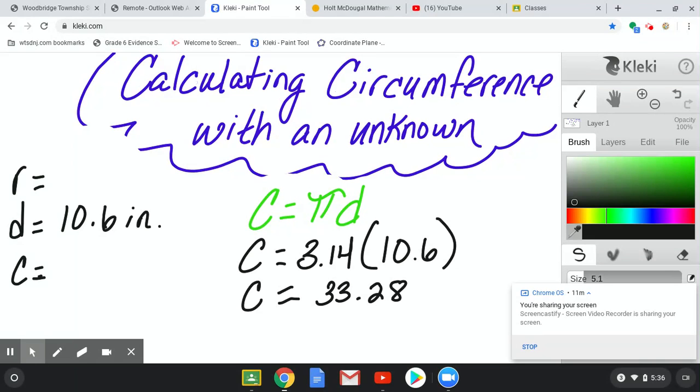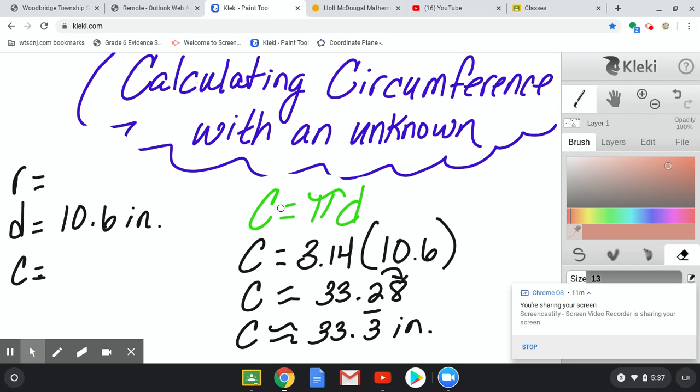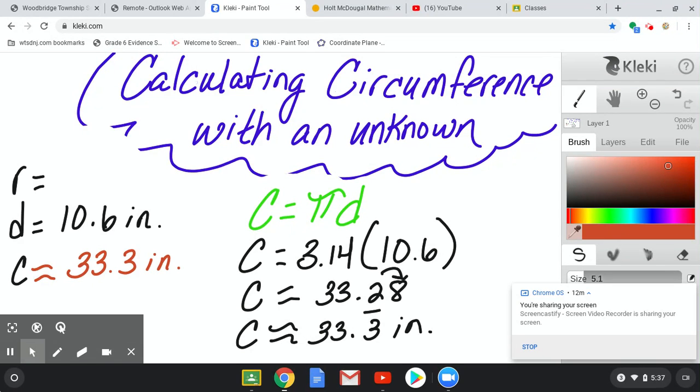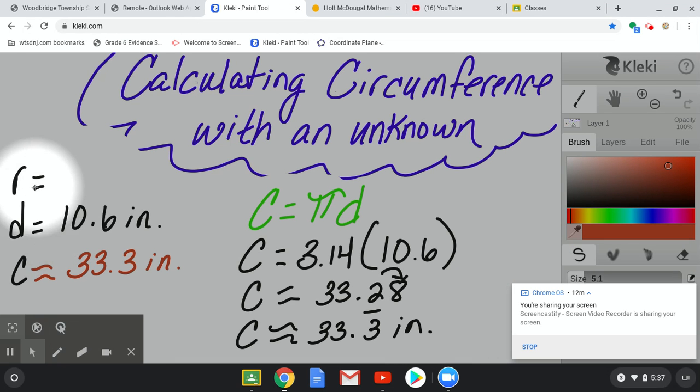33.284, but they're asking me to round to the nearest tenth. So that would give me a circumference of approximately 33.3 inches. So our circumference here, which was an unknown, we now calculated, and I should put the approximate symbol here. So it's approximately 33.3 inches.